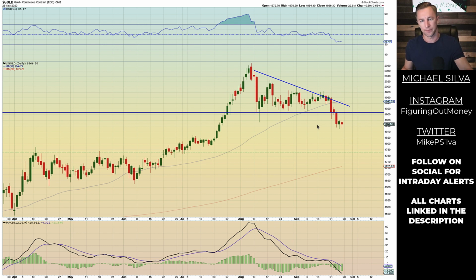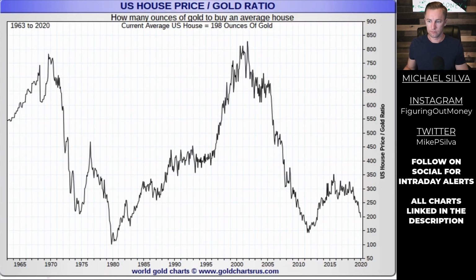I posted a tweet today, and I want to talk about it right now. So here's the tweet that I posted. This right here is a chart of the house prices over the gold ratio. The numbers on the right-hand side are how many ounces of gold it costs to buy a median house price. And what I wrote was that the median house price, according to the FRED data, is currently around $320,000 for a median home in America. Gold is trading at about 1864, so that means it costs approximately 172 ounces of gold to buy a median home.